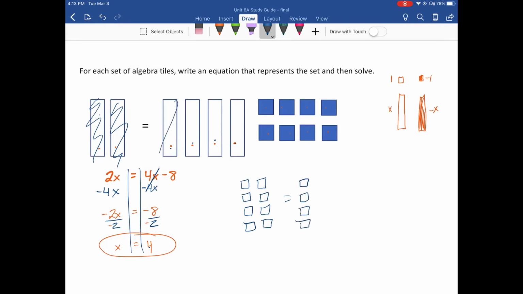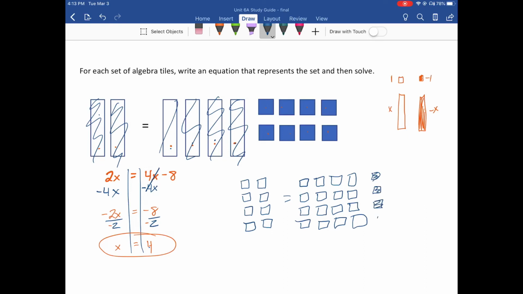For the first, for the second, for the third, for the fourth, and then I still have these negatives. And there's 8 of them. And then if you remember your 0 pairs, you cross out 0 pairs. And there's 8 on the left and 8 on the right.